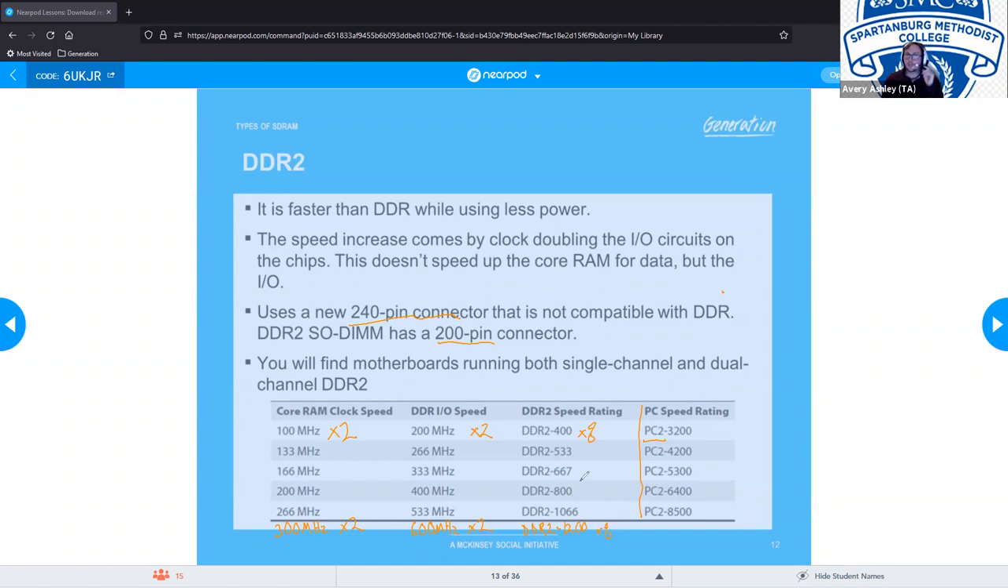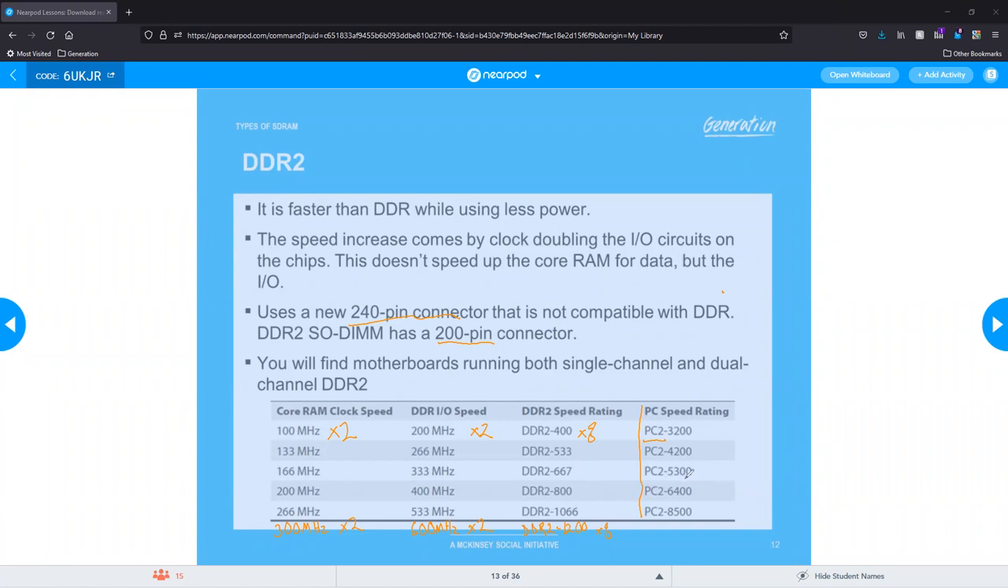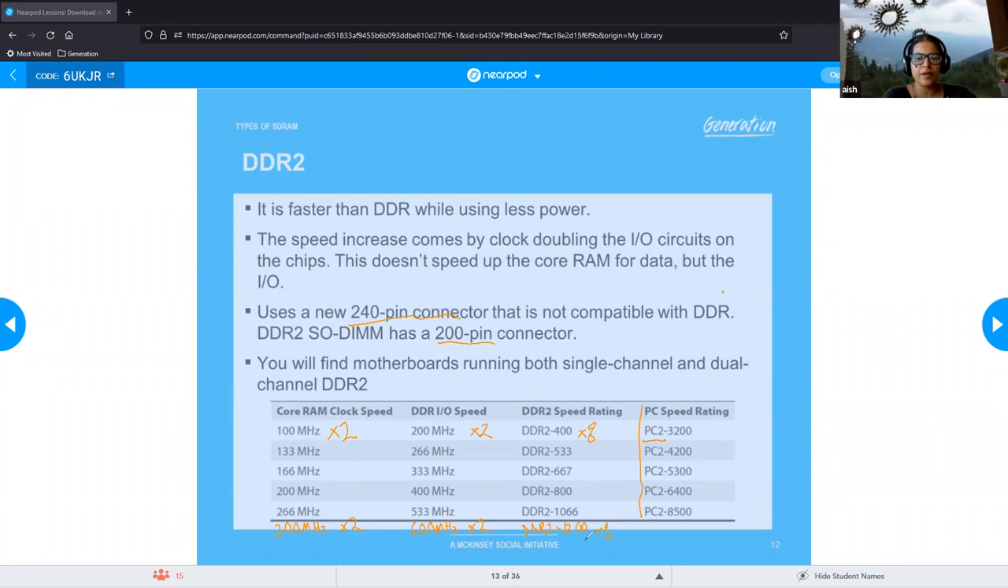And I'll let you pick on somebody to tell us what our PC speed rating is. Make them do some math on the fly. Is it going to be 12,000 multiplied by 8? Yeah, it's 9,600. Well done. And you did that in your head. I still write it out. So our PC2 rating is going to be 9,600.